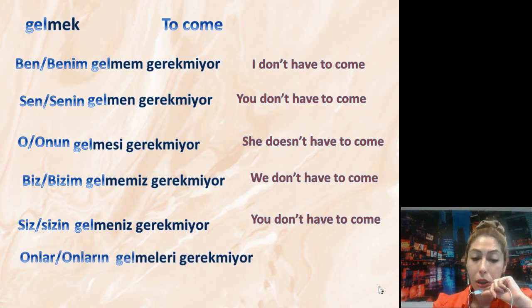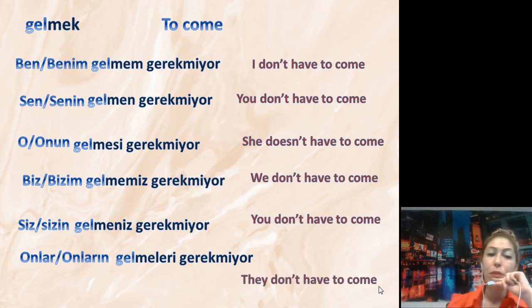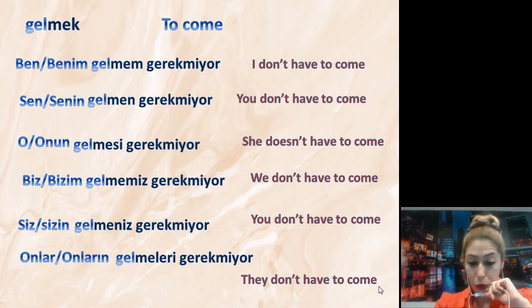Onlar or onların gelmeleri gerekmiyor. Or just gelmeleri gerekmiyor. Means they don't have to come. So we had the negative form of this verb for expressing don't have to.